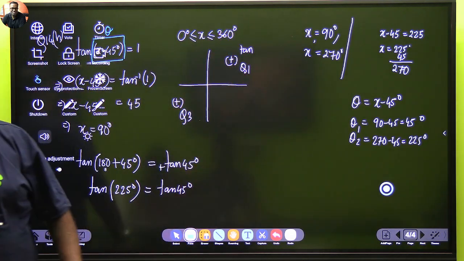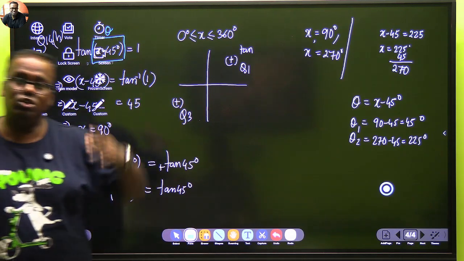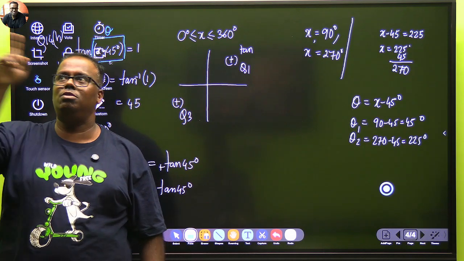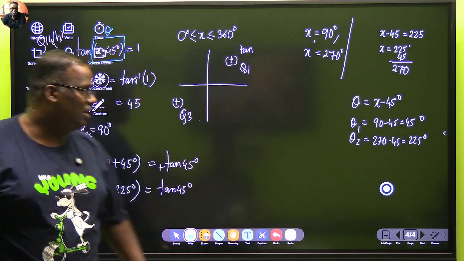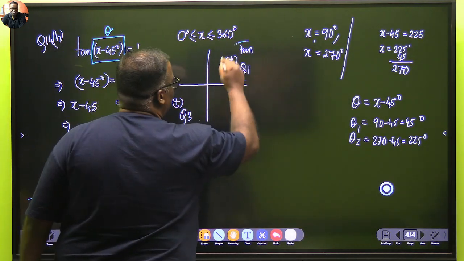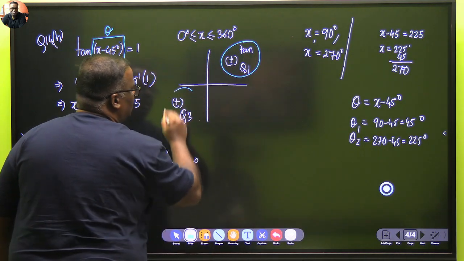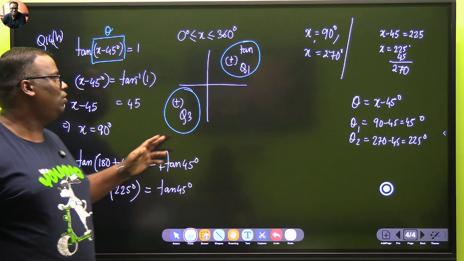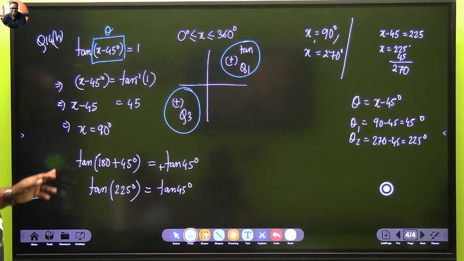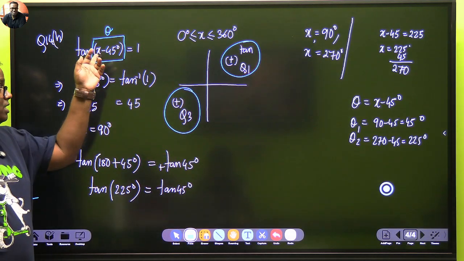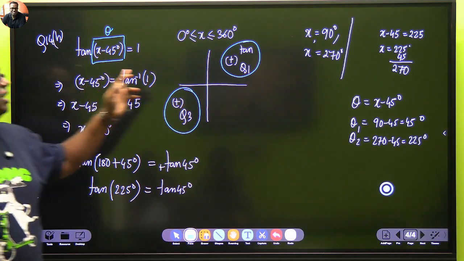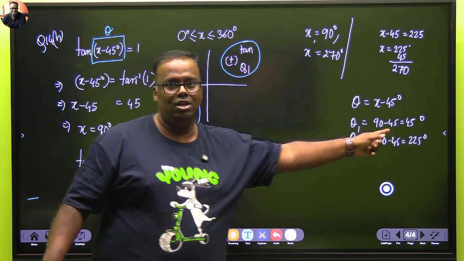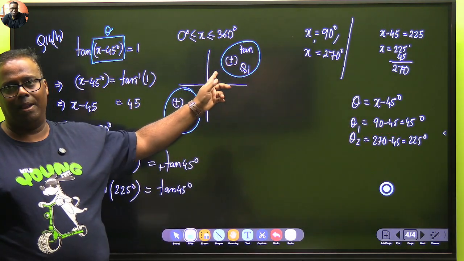No issues. But we always know that there should be another positive value of tan, because in one quadrant tan will become positive twice. When does tan become positive? Sir, tan becomes positive in quadrant 1 and quadrant 3. You got the value of x as 90. If you use x as 90 here, then your theta is 45 degrees, which is lying in quadrant number 1.